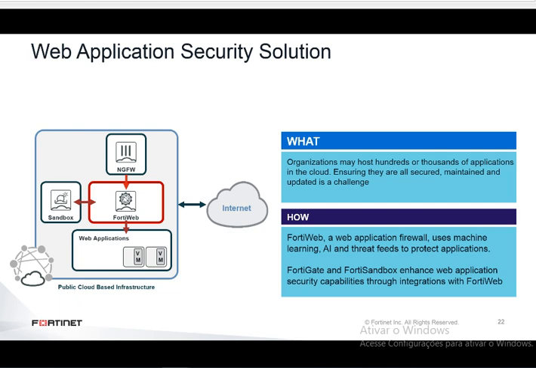Fortinet can secure customer applications using a combination of FortiWeb and FortiGate. FortiWeb, Fortinet's web application firewall, uses deep understanding of applications, real-time threat feeds, machine learning, and AI to protect your applications from both new and established attacks. FortiGate and FortiSandbox can enhance web application security capabilities through integrations with FortiWeb. Customers may also choose to use FortiManager and FortiAnalyzer for management and analytics.